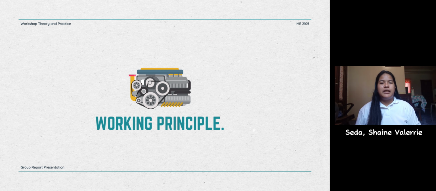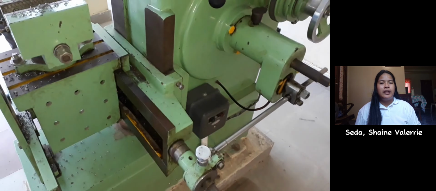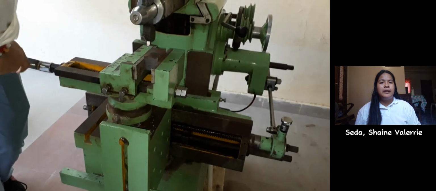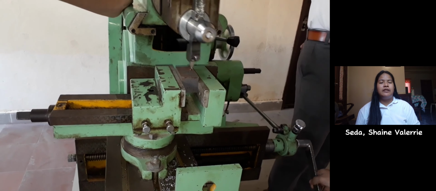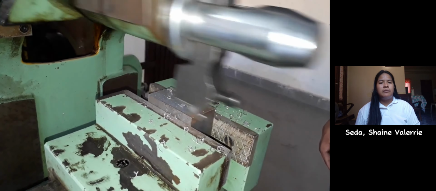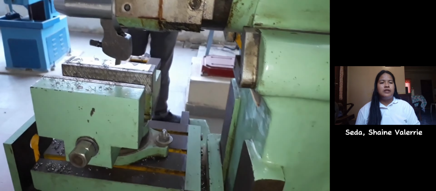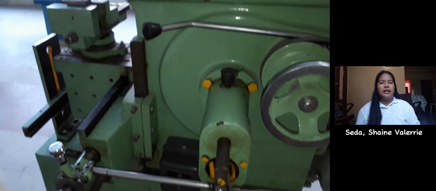Working principle of a shaper. The working principle of a shaper machine is based on the quick return mechanism. The workpiece is fixed on the table and the cutting tool is mounted on the reciprocating ram. During the forward stroke, the cutting tool removes material from the workpiece, and during the return stroke, it moves back to its original position without cutting.